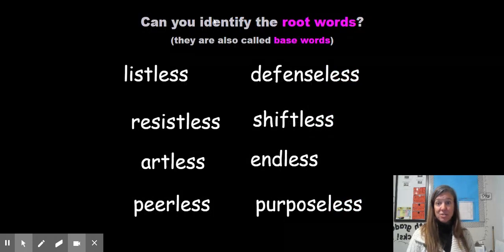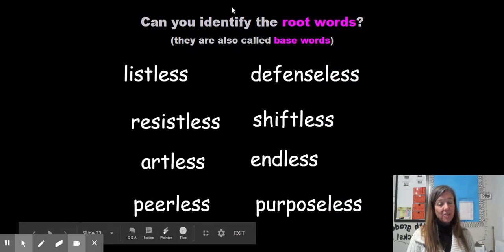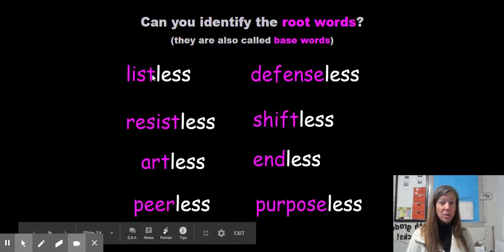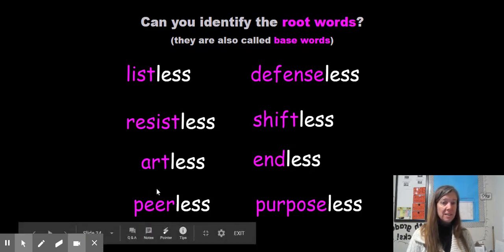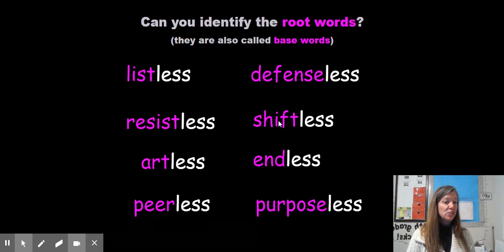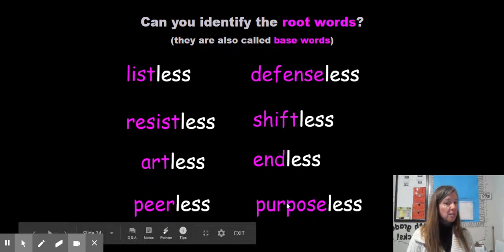All right, so looking at some of these other ones, we're going to find the root word with the suffix less. We have lift, resist, art, peer, finish, shift, end, and purpose. Boys and girls, these are all base words that can stand by themselves with or without a suffix.